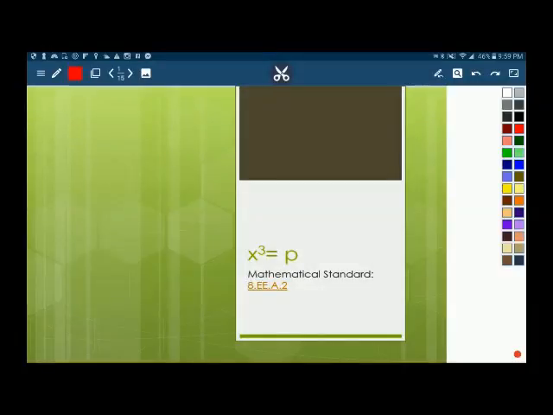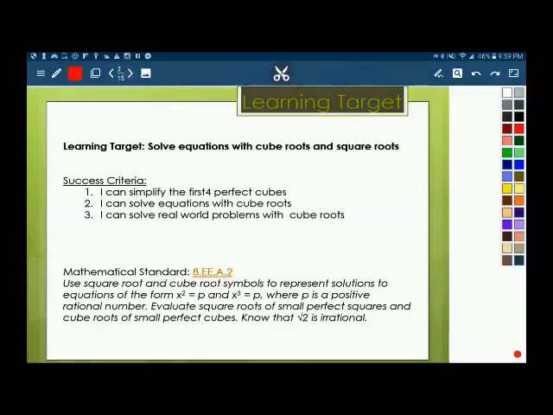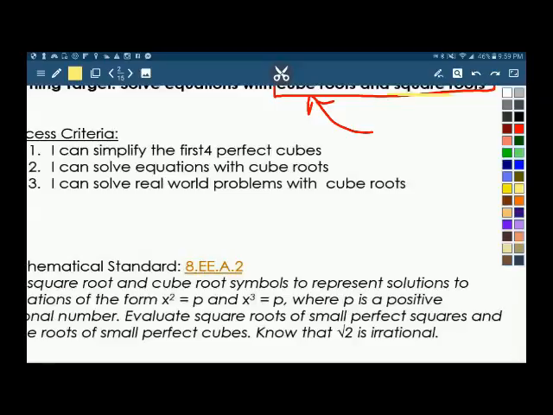Today we're going to be talking about solving equations in the form x cubed equals p. So we have a new vocabulary word that we are incorporating, but the same type of skill is going on as the previous lesson. So our learning target is to solve equations with cube roots and square roots. Okay, we're going to study what that means to cube, and it's going to be similar to our definition for square. Our success criteria today is I can simplify the first four perfect cubes.